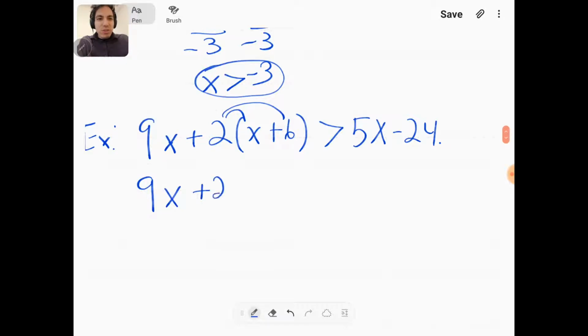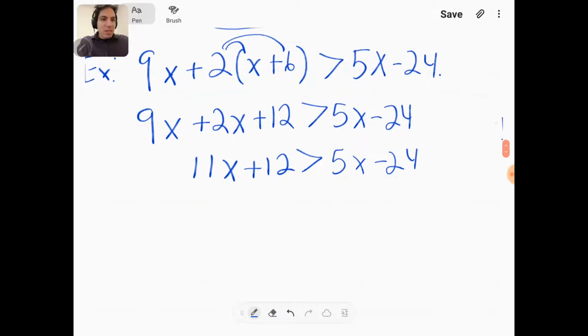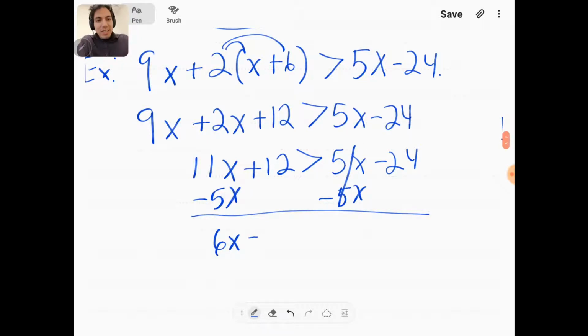I work with the parentheses first because I distribute the 2 to both terms. I get 9x plus 2x plus 12 is greater than 5x minus 24. Next, I combine like terms. I get 11x plus 12, because I combined the 9x and the 2x. I bring everything down. Like I said, I want all the x's on one side, so I subtract 5x on both sides. I'm left with 6x plus 12 is greater than negative 24.